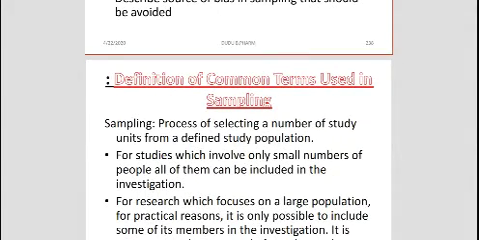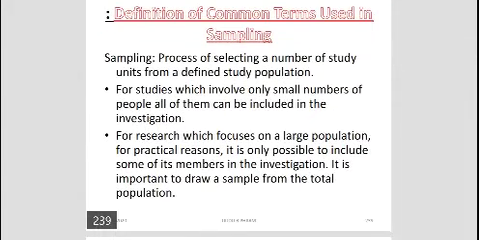Definition of common terms used in sampling. Sampling is the process of selecting a number of study units from a defined study population.